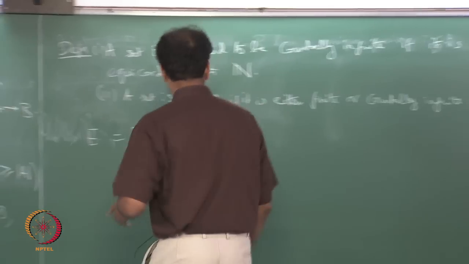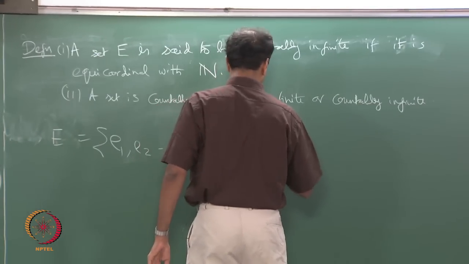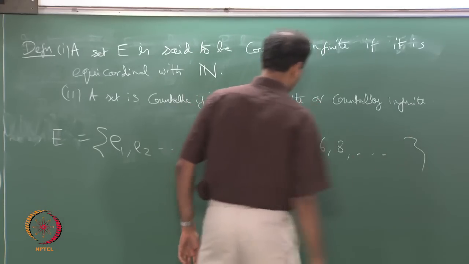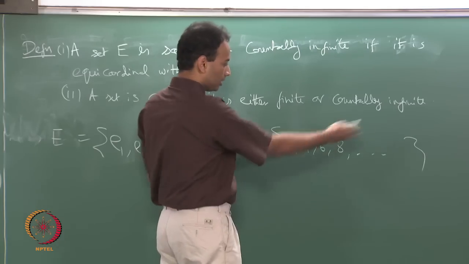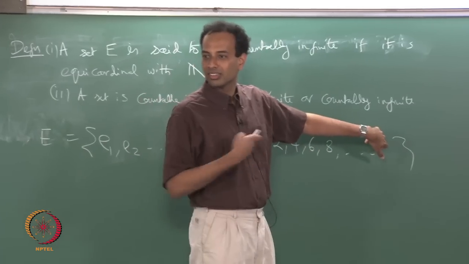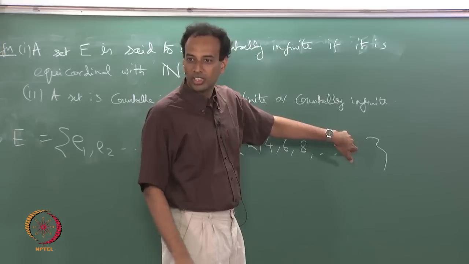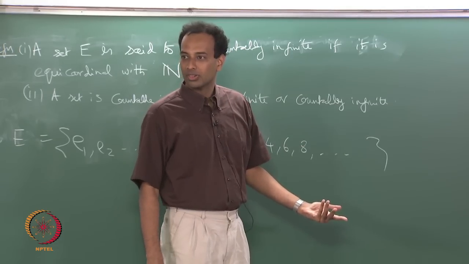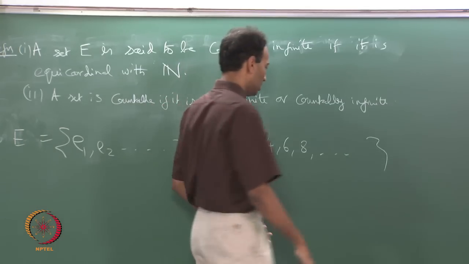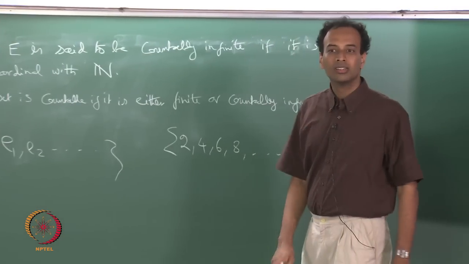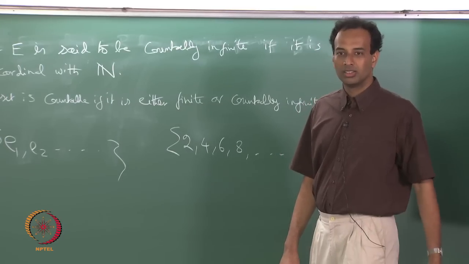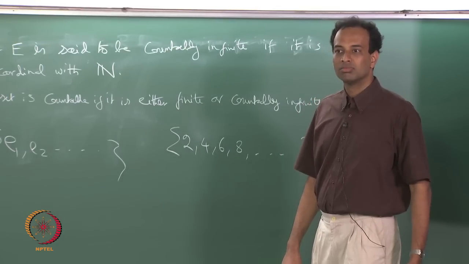If you take the even numbers, which is 2, 4, 6, 8 and so on, this is like 2n, where n is running over the natural numbers, and clearly that is a bijection. So even numbers are equicardinal with N, and therefore they are countably infinite. Correct?